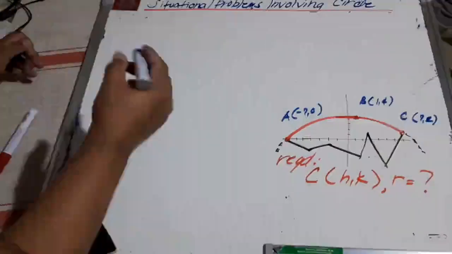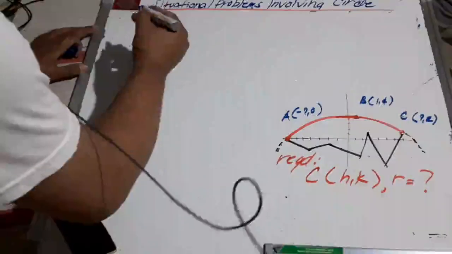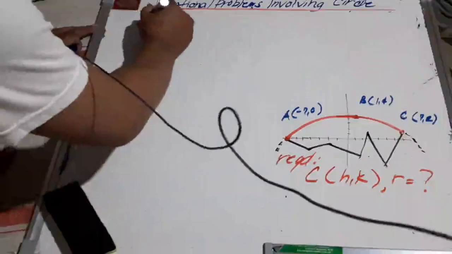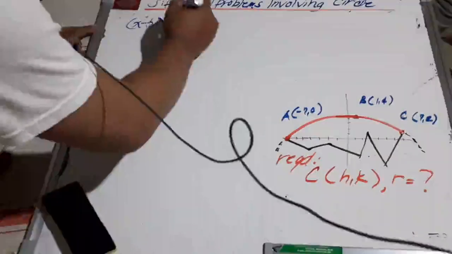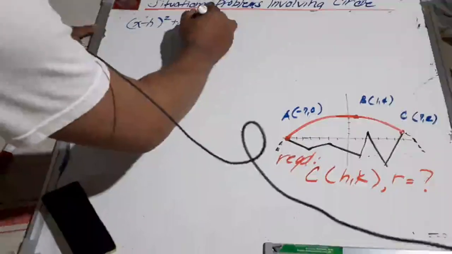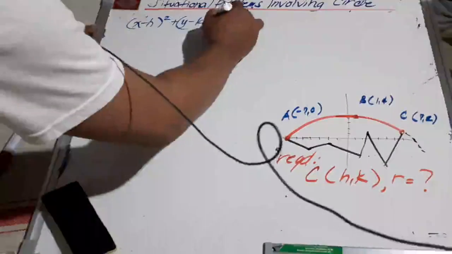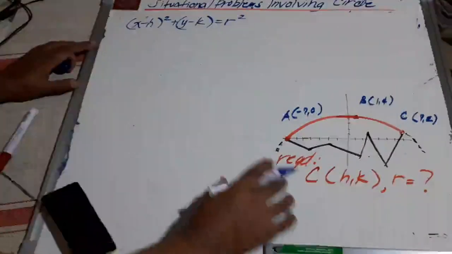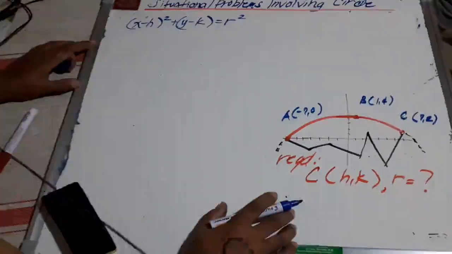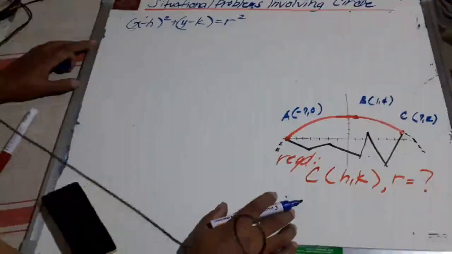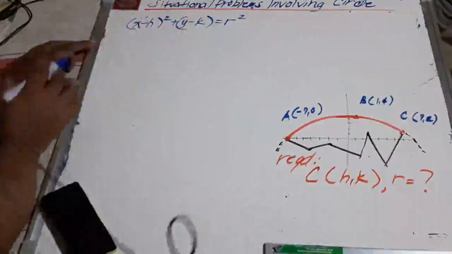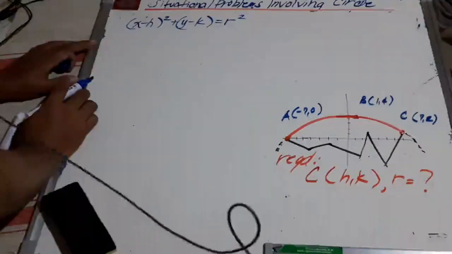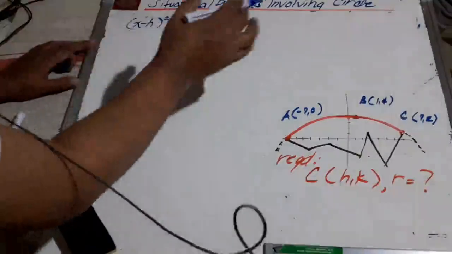Okay, gamit yung standard form of a circle, we have (x - h)^2 + (y - k)^2 = r^2. Yan. Isa-substitute natin yung values of x and y dito sa standard form ng circle natin with center at (h, k). And then we're going to expand.